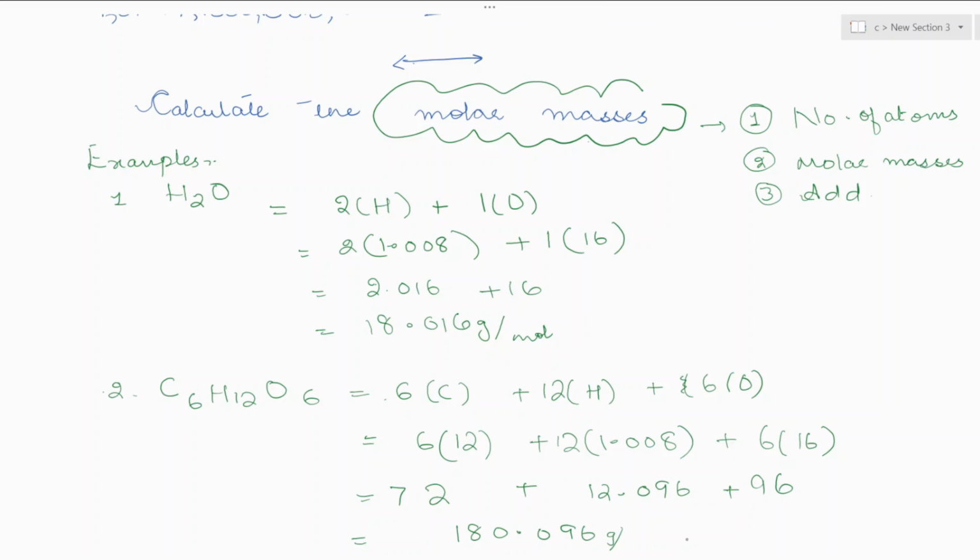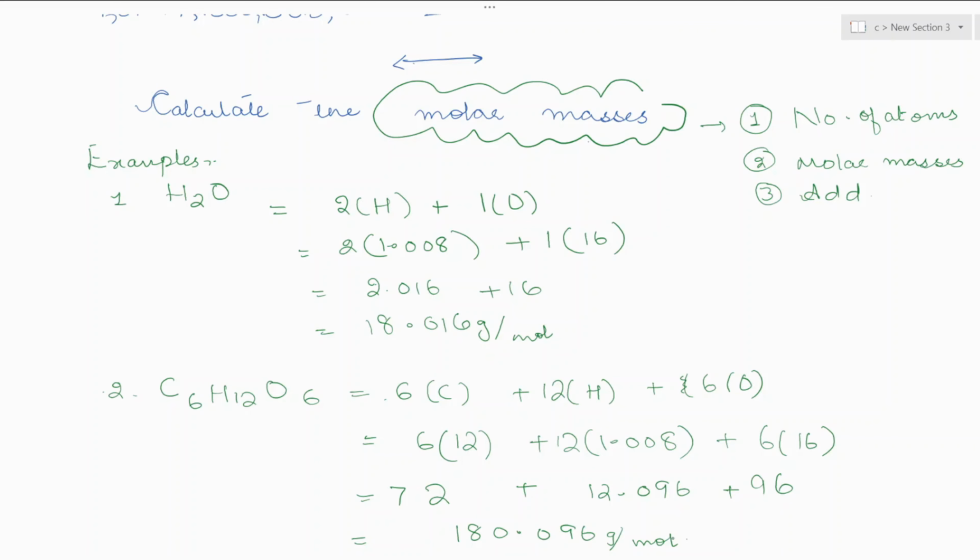Now, why have you used per mole? We say that the one molecule is equal to 1 mole. Whatever mass it has, it is equal to 1 mole. It's a unit that we use in chemistry for calculating the mass, or calculating the quantity. If we want to calculate the quantity of a molecule, we can calculate in the form of moles.